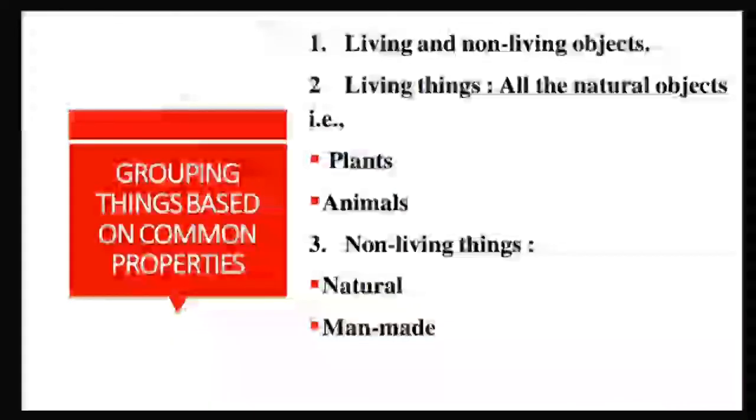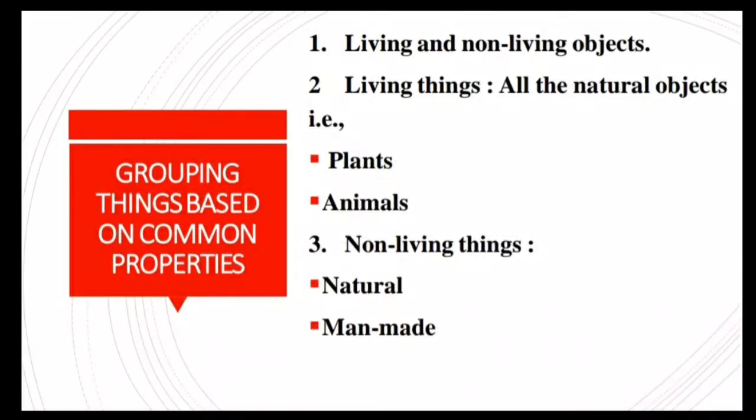So students, in this slide, we will discuss grouping things based on common properties. First is living and non-living objects. All the natural objects, that is the plants and animals, come under the category of living objects. And the third is non-living things, which are natural and man-made.